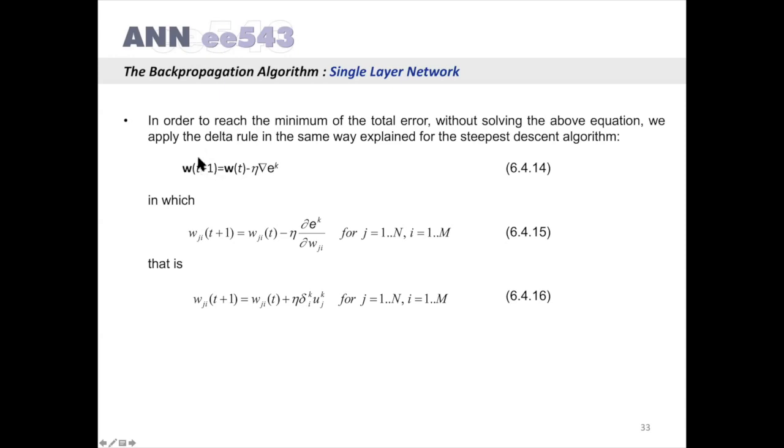The value of the weight vector at time t plus 1 is equal to the weight vector at time t minus eta times the gradient of the error, in which wji at t plus 1, we are considering the ji component of the weight vector at time t plus 1, is equal to wji at t minus the learning rate eta times the partial derivative of the total error with respect to wji, with respect to this component. That is, wji at t plus 1 is equal to wji at t plus eta times the error term and ujk, j from 1 up to n, and i from 1 up to m.